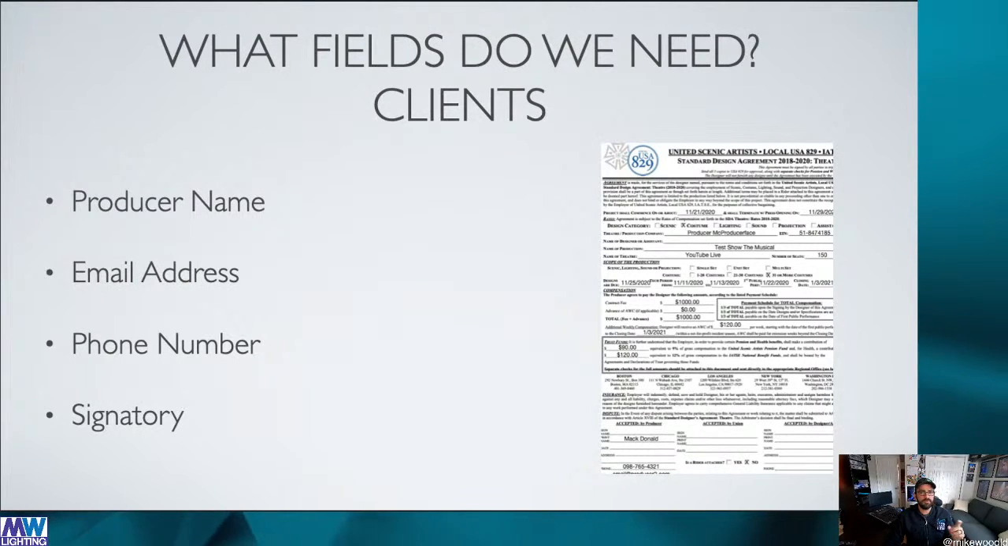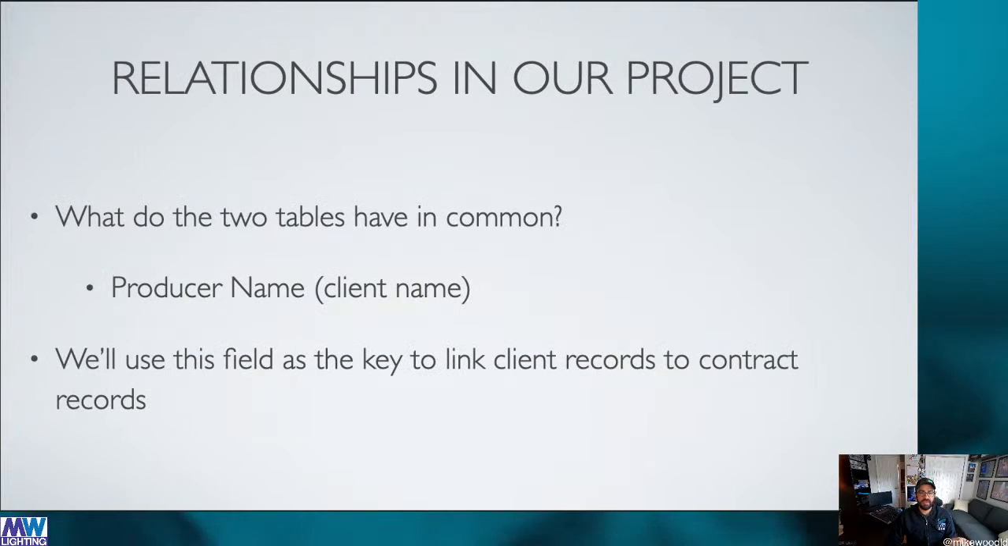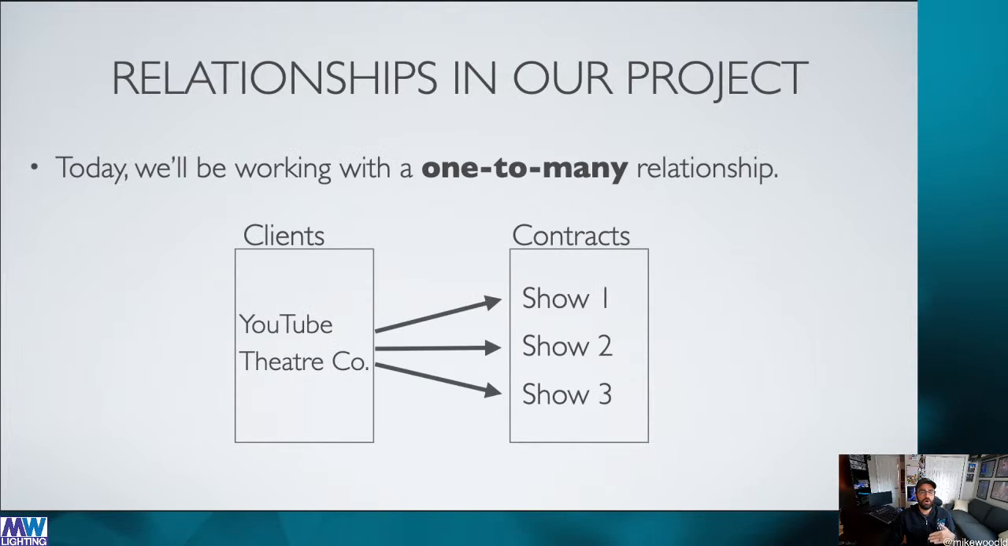And then once we've defined all of those various pieces of data we need, we can look at them and say, all right, what do they have in common? And in our case, the thing that they have in common is probably always just going to be the producer's name. So again, you might have one producer, you might do 5 shows for them in a year on 5 separate contracts. You want to be able to link that same producer, that same client, to all of those different contracts. So that's what we would call in our database a one-to-many relationship.